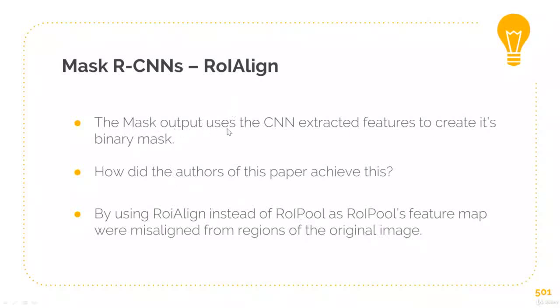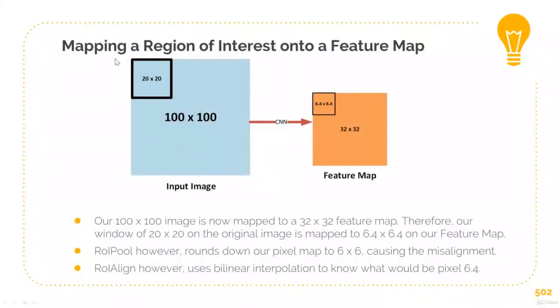The mask output uses the CNN extracted features to create its binary mask. So how did the authors of this paper achieve this? They used ROI align instead of ROI pool, as ROI pool's feature map was misaligned from the regions of the original image. That was something I read in the paper, and I was a little confused as to why, but they explained it pretty well.